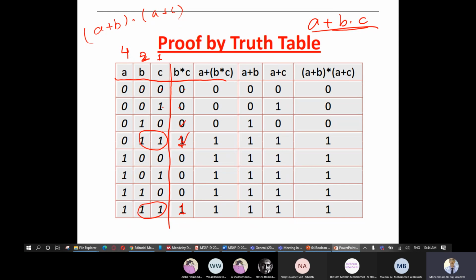Again, in ANDing search for the case where both inputs are ones. In this case, the output will be 1 and the others are 0. Okay, how about in ORing?